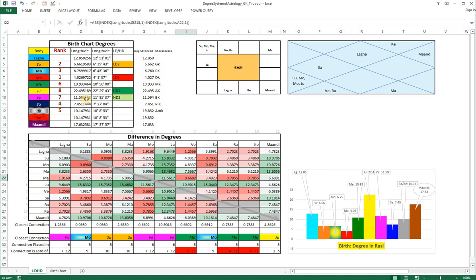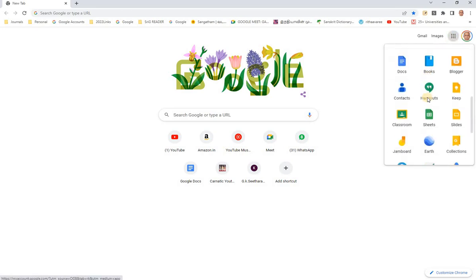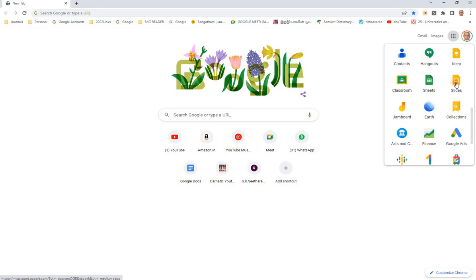So instead of putting your data in Excel itself, you are using JHORA to create the data itself. Now this is the chart of some individual. How I use this is something I'll go through now, giving you some examples. So let me choose how I can do it. Okay, I think I had a Google presentation somewhere in the slides. Let me open that.